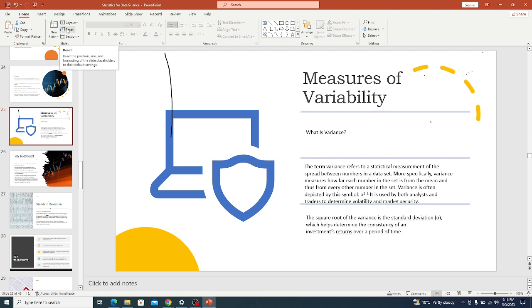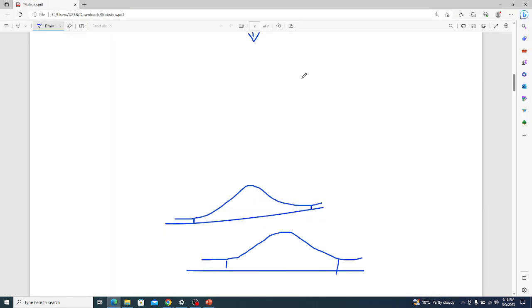Okay. So now let's go to measures of variability. Under measures of variability, we'll talk about variance. We'll also talk about standard deviation, and we'll also talk about covariance. So let's start with variance.